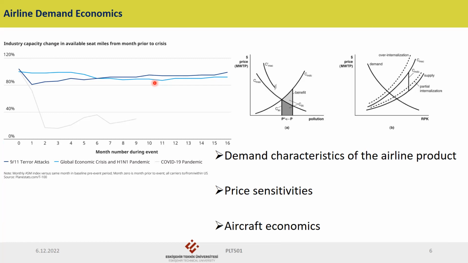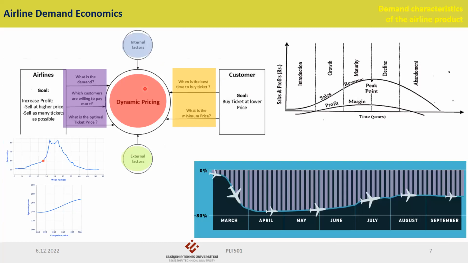The assumptions behind the scheduling methodology involve several factors. We can conclude them under three main titles. One is demand characteristics, the other one is price sensitivities, and the third one is aircraft economics. There are many ways to control or focus on these points. I want to open those doors.